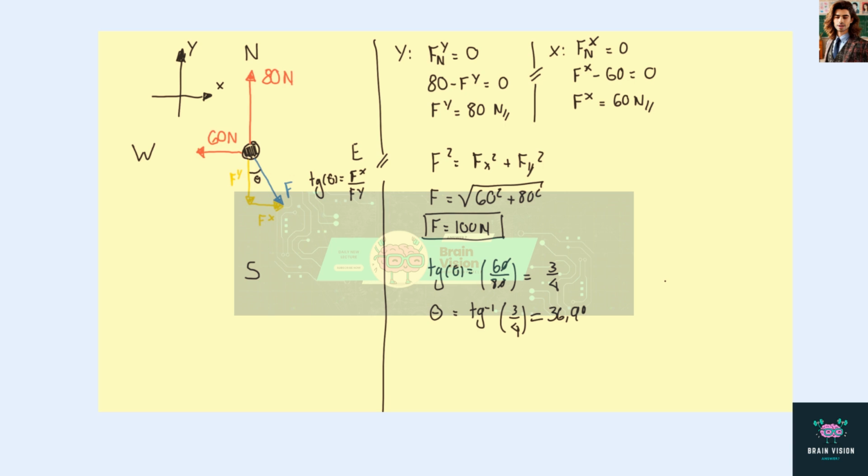36.9 degrees. Then this other angle right here is equal to 90 minus 36.9, which is equal to 53.1 degrees. Then this is 53.1 degrees. Therefore, the direction is 53.1 degrees south of east, or 36.9 degrees east of south.